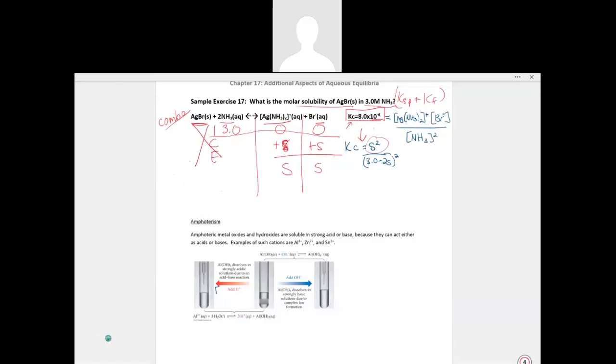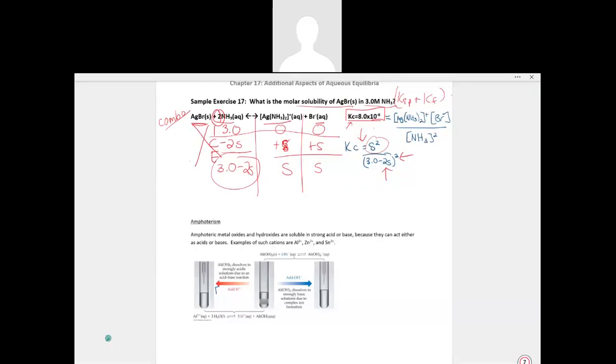And then our change here is going to be minus 2 times our S. So we're going to have at equilibrium 3.0 minus 2S. All right, so that's what we've plugged in down here. And we have to remember, because of this coefficient, that 2 in front of the ammonia, that we square our denominator here. So let's plug in some values.